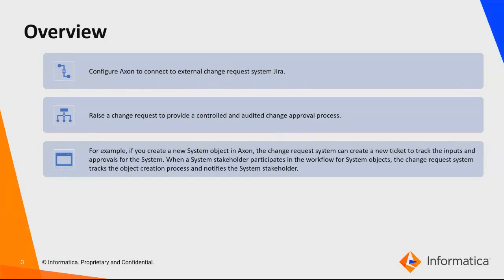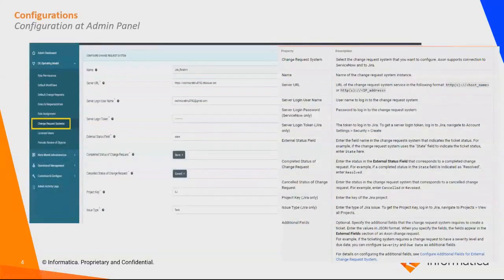Now let's jump into the configuration on how to integrate Axon with Jira. What are the set of parameters that need to be passed to integrate both the systems? First of all, the user has to log in as admin user. Once he has logged in as admin user, he has to navigate to the admin panel. Under the admin panel, under the DG operating model section, he has to click on change request system.